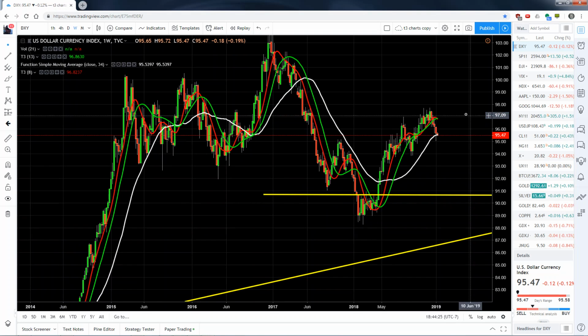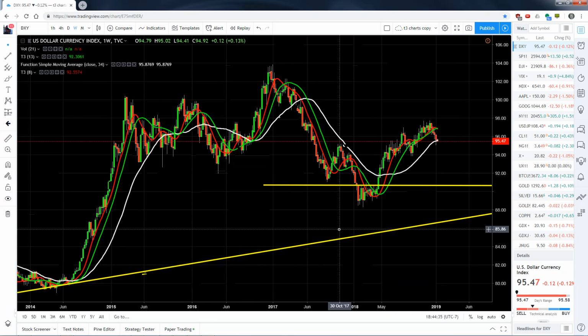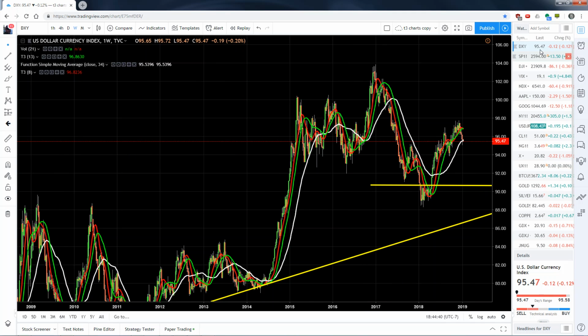As you can see, the 8's crossing over the 13. I got a double top. Make sure this right shoulder doesn't go past the line. But it looks like a retrace coming this way, bullish retrace.